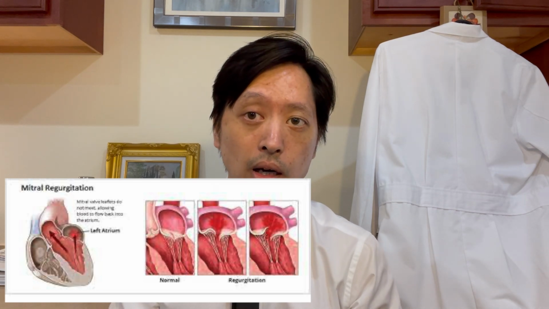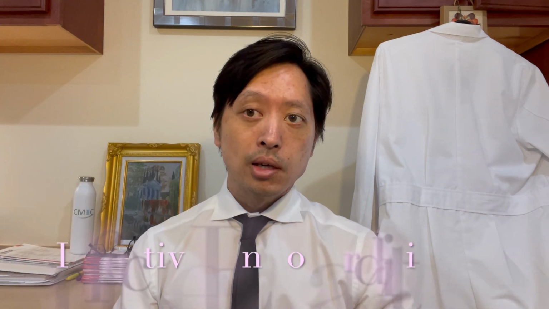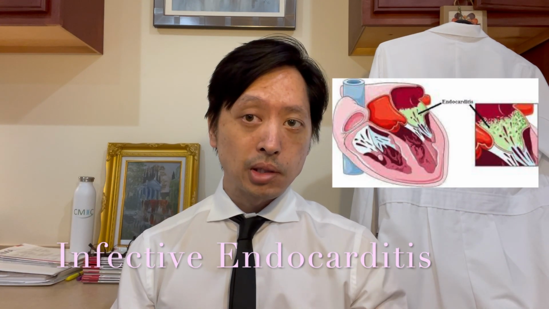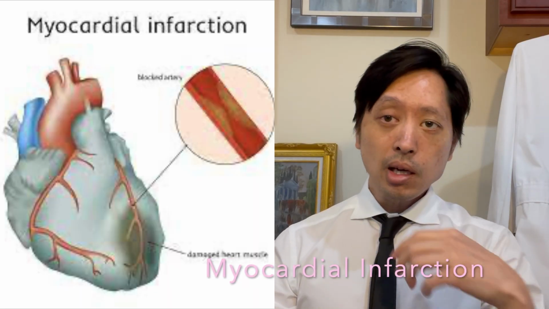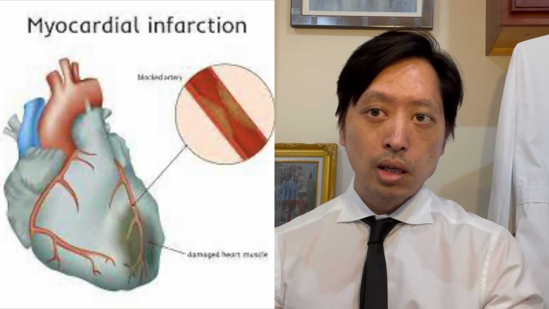So, infective endocarditis. That's going to cause damage to your chordae tendineae, which will prevent the valve from closing properly during ventricular systole. What else? Myocardial infarction, MI. So myocardial infarction is when your heart muscle, your cardiac muscle, isn't getting enough blood supply and the cells start to die off and it loses its function.